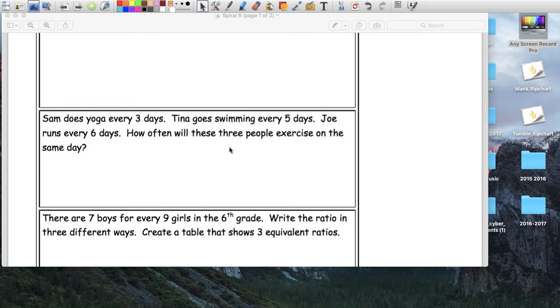Sam does yoga every 3 days. Tina goes swimming every 5 days. Joe runs every 6 days. How often will these three exercise on the same day? This is an LCM. Okay. Let's do it the long way.